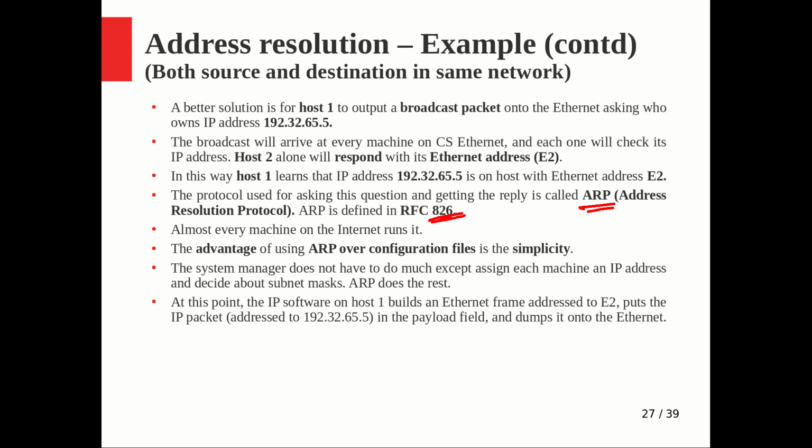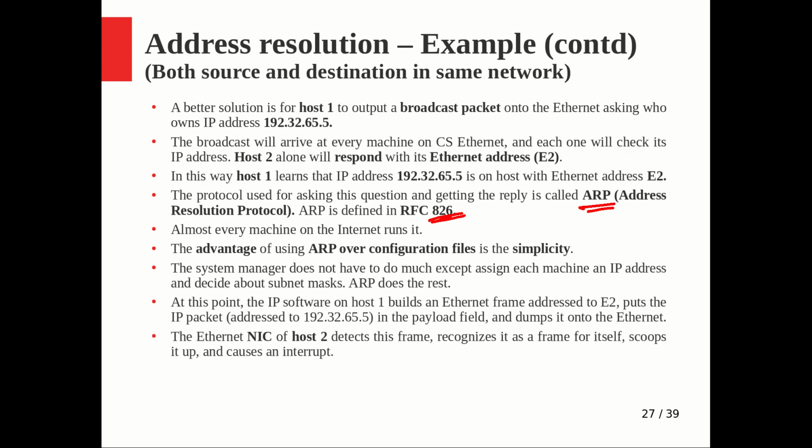At this point, the IP software on host 1 builds an Ethernet frame addressed to E2, of course, puts the IP packet inside it as the payload, and dumps it onto the Ethernet. The Ethernet network interface card can now understand that E2, right? So it will detect that it is my frame, recognize it as a frame for itself, scoop it up and cause an interrupt to the process.